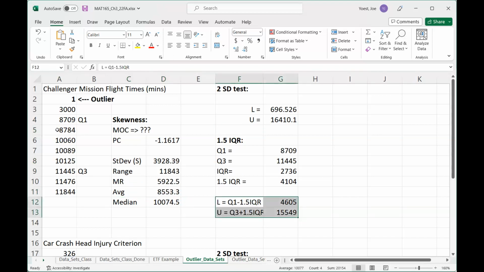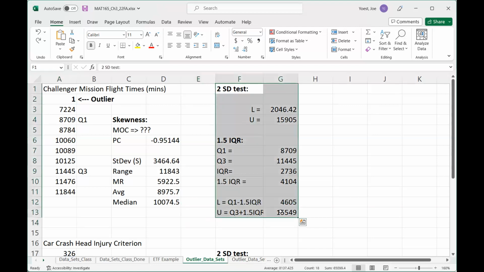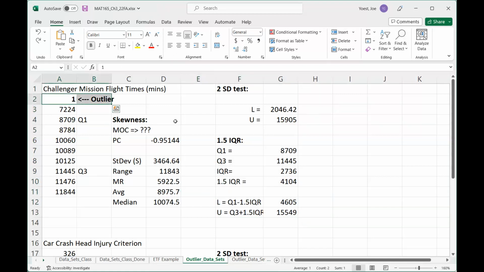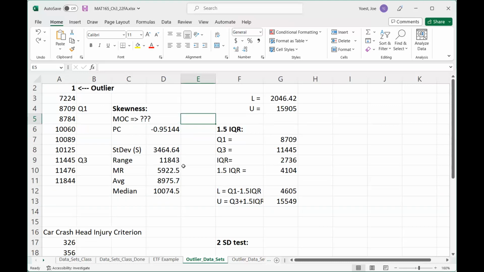And the 1.5 IQR test is completely unfazed by this new 3,000, or if I change that outlier of 1, right? My two standard deviation test is heavily affected by those outliers, but my 1.5 IQR method is not affected at all. That 4,605 was the same even when I changed this to 3,000, right? So in this case, both methods come up with the same qualitative conclusion that the data point with value 1 is the only outlier, but we can clearly see that difference in robustness between the two.